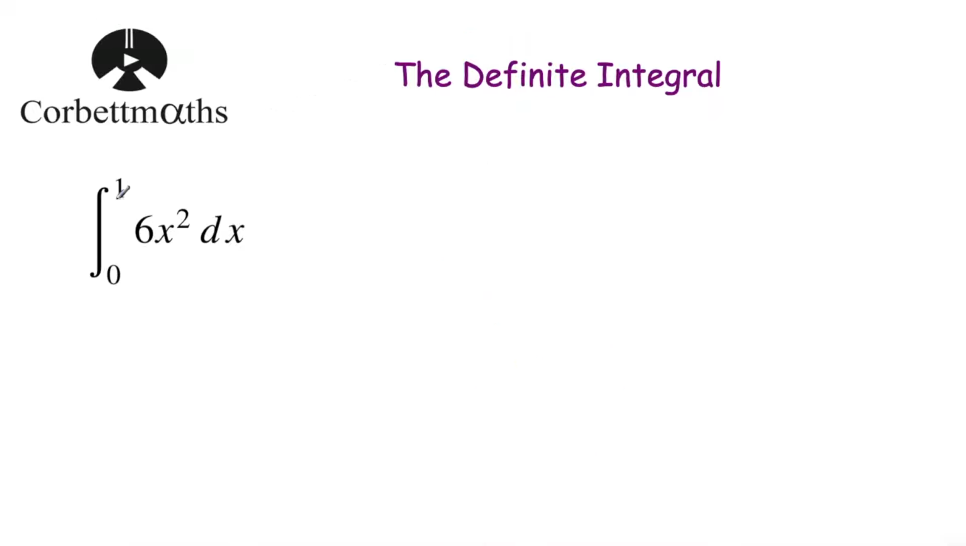Okay, so this time we've been asked to find the integral of 6x squared with respect to x between 1 and 0. Okay, so let's work this out. So we've got the integral of 6x squared with respect to x between 1 and 0. Our first step is we're going to integrate this. So to integrate it, let's put our square brackets down. We're going to increase the power by 1.